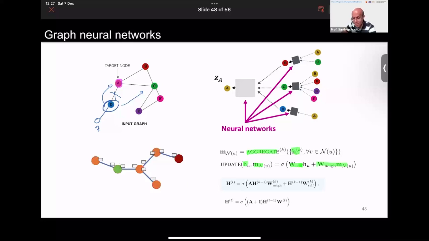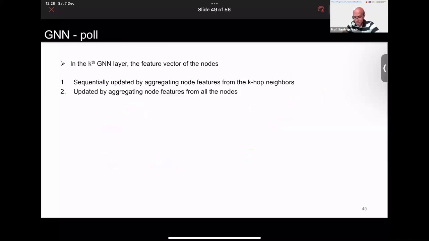Okay, so now by choosing different aggregation functions, different W self and W neighborhood, there are different architectures that are out there. So that's graph neural networks in the most abstract way. And the way the W's are learned here is based on the task at hand. Okay, so now let's take a look at this poll to reflect back on what we understood about GNNs.